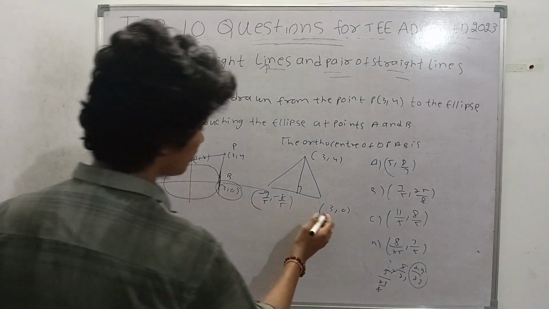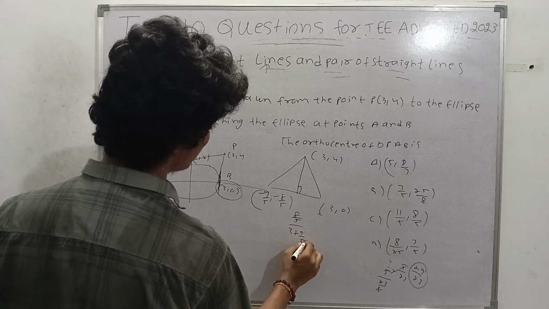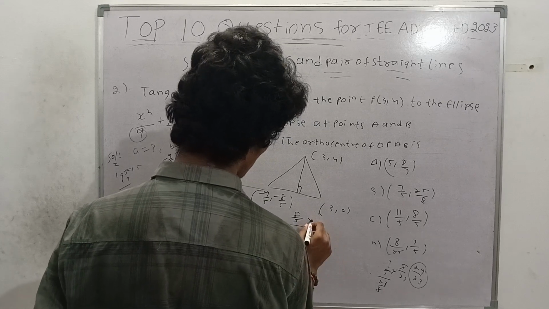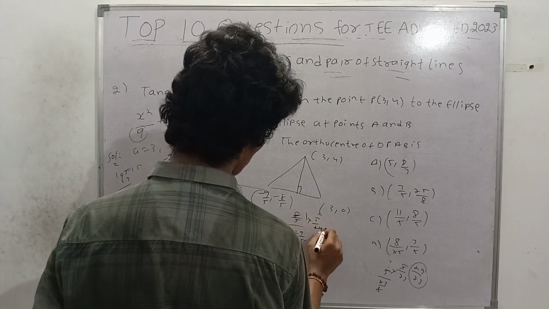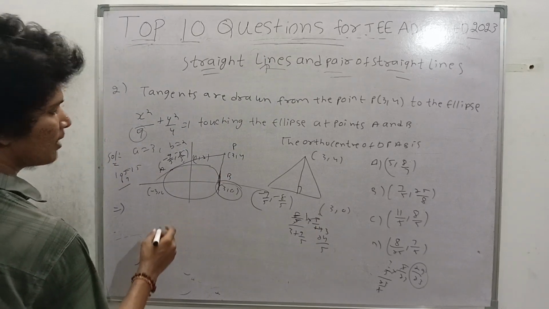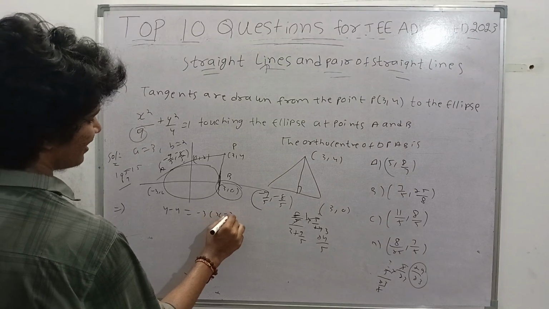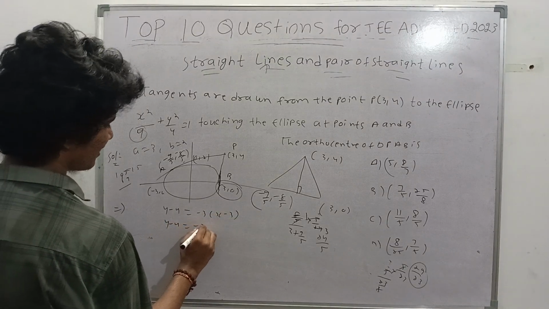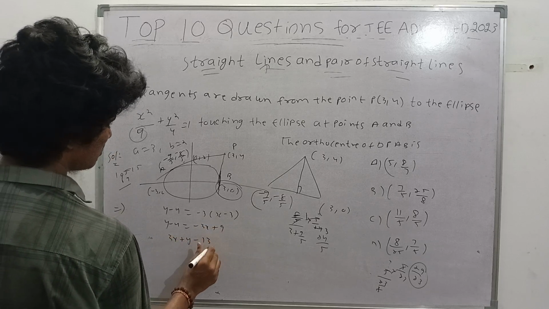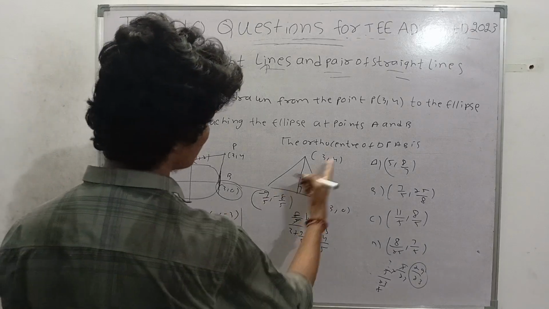Now we can see here, it will be 8 by 5 divided by 3 plus 9 by 5. What will it be? 15, 24. 24 divided by 5, it will be 5 by 24. 1 by 3. So it will be minus 3 slope, and it is passing through this point. So y minus 4 equals minus 3 times (x minus 3). So 3x plus y minus 13 equals 0. This is one equation, and for the other one, we do it like this.